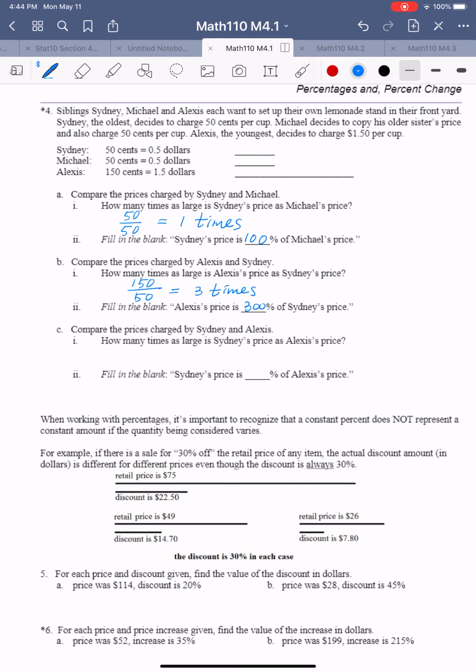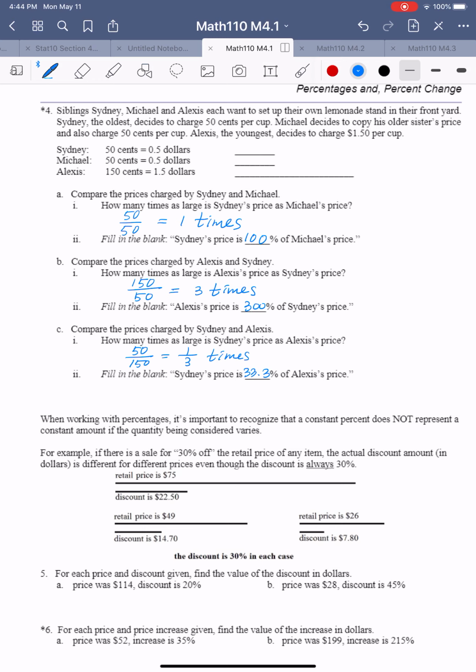Compare the prices of Sydney and Alexis. Sydney's price this time is 50 cents, and Alexis's is $1.50, so Sydney's price is going to be 1/3 times as large as Alexis's price, which as a percent is about 33.3%. So when you're working with percentages, it's important to recognize the reference. Percent does not represent a constant amount if the quantity being considered varies.